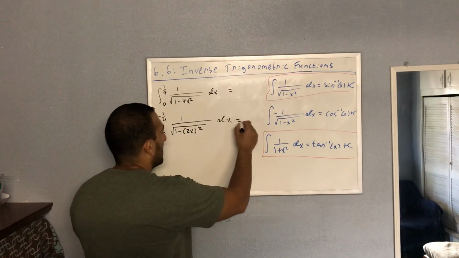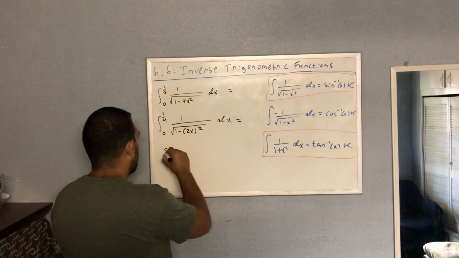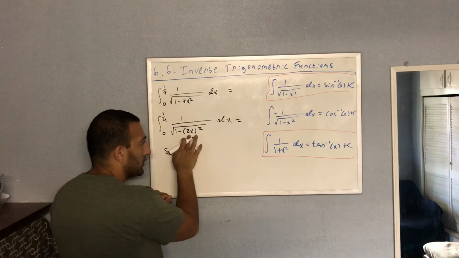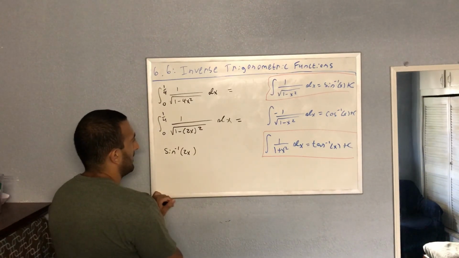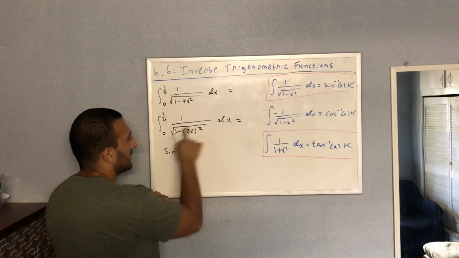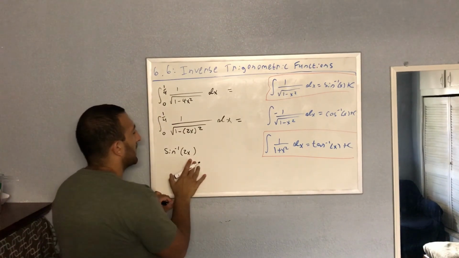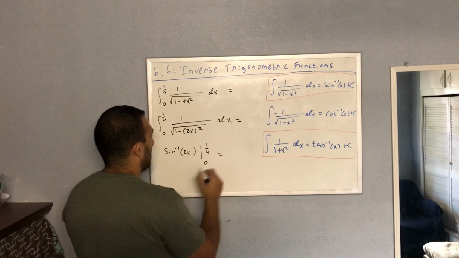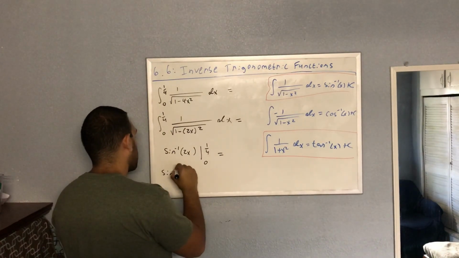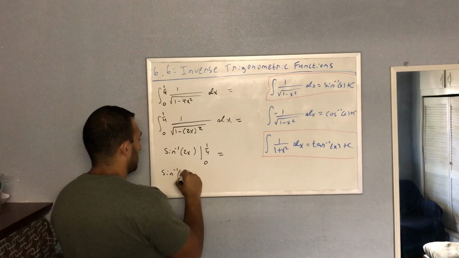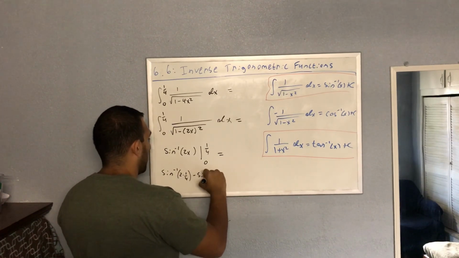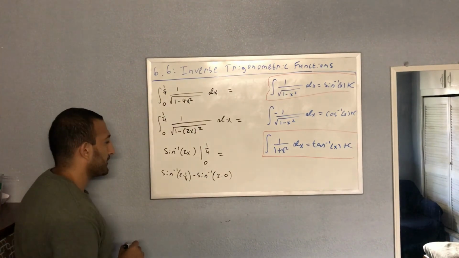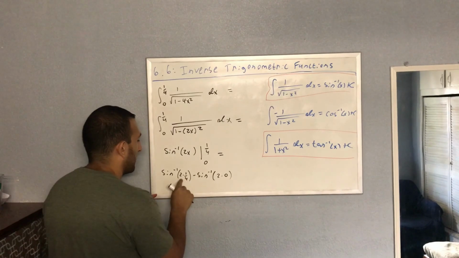So this will become just sine inverse of not x, but 2x. All right, because this wasn't x squared, it was 2x squared. So this sine inverse of 2x evaluated from 0 to 1/4, which is going to be the sine inverse of 2 times a fourth minus the sine inverse of 2 times 0. Okay, which this is 1/2 here.